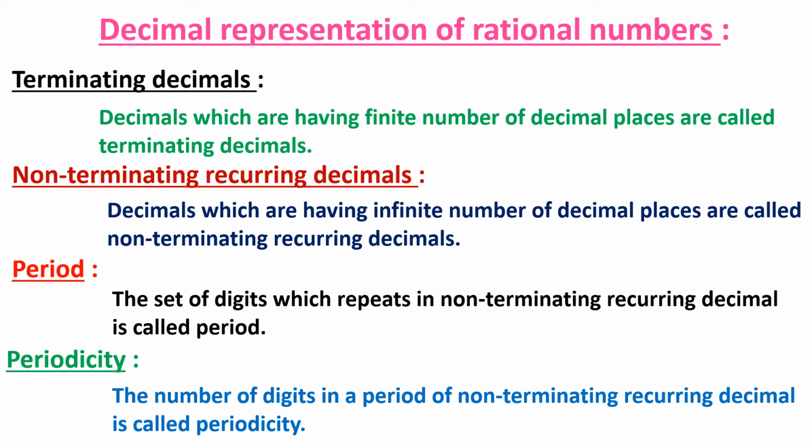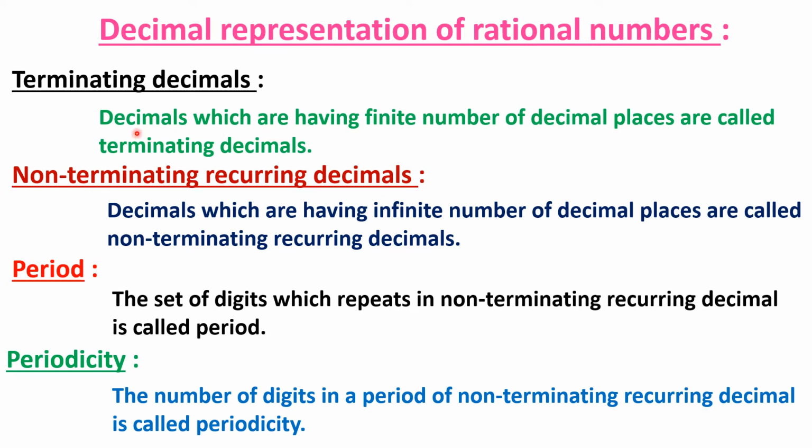Children, in the last video, we discussed what a rational number is and what the properties of rational numbers are, that is exercises 1.1 and 1.2, right? So in this video, we'll discuss the decimal representation of rational numbers. This decimal representation is either in the form of terminating decimals or non-terminating recurring decimals, right? So what are terminating decimals? What are non-terminating recurring decimals?